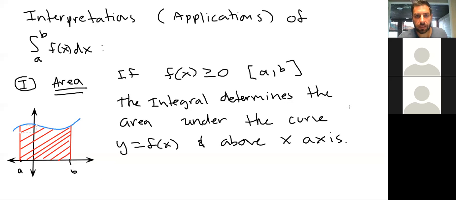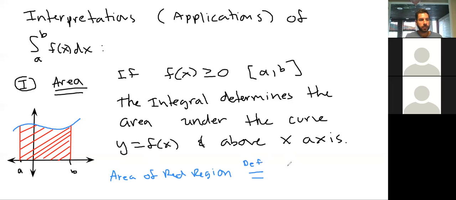So what we want to say is we want to make a definition, as a matter of fact. So the area of the red region is equal to, by definition, this integral.